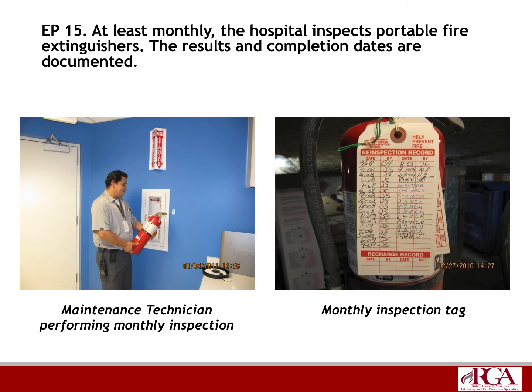EP15, at least monthly, the hospital inspects portable fire extinguishers. The results and completion dates are documented. So this is your monthly visual inspection of your fire extinguisher. A lot of folks are familiar with this specific inspection. You usually sign off on an inspection record tag. In addition, you might have a spreadsheet that you log, and you might even have an electronic means of recording these inspections. But these are important to do as well. There's certain criteria you have to follow per NFPA 10, and we're under the 2010 edition.